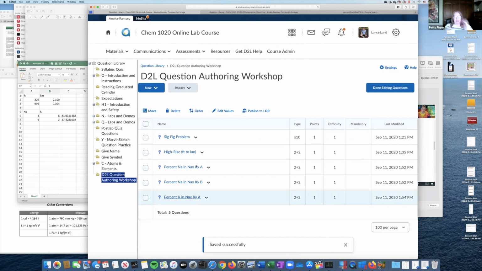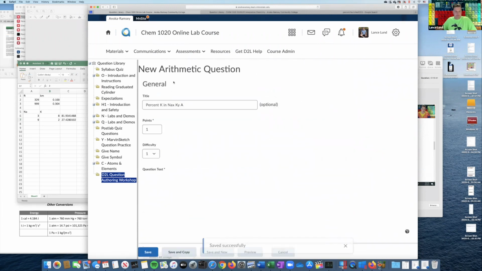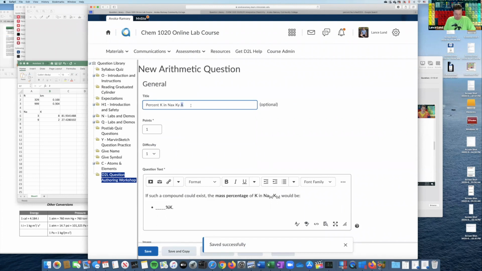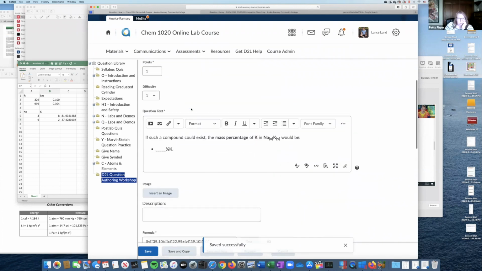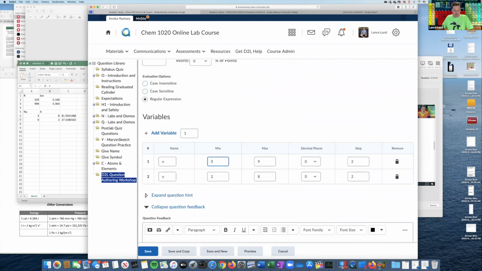And then we're going to numbers changing again. And so then we're going to save and copy. And I'll make a version B of this. And in our version B, what we're going to do is we'll swap this around to a 2 and 8. And we'll swap this around to a 3 and 9.